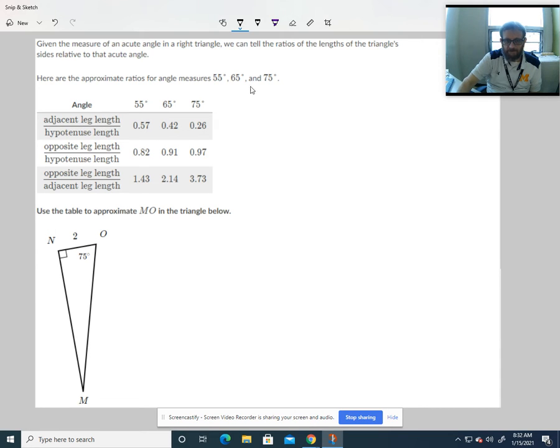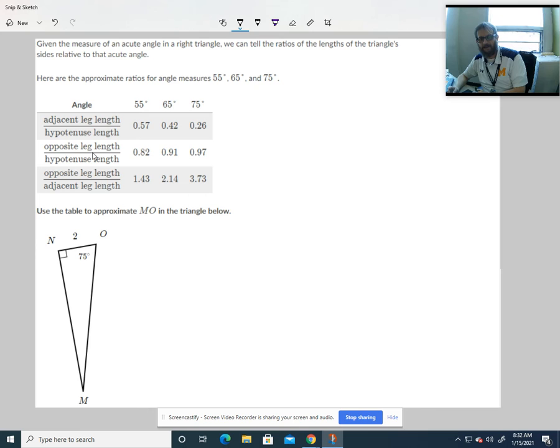Well, clearly we're dealing with the 75-degree angle here. It's right here. That's the one they gave us. The question is, what is this? Well, it's one of the two legs, and it's next to the 75. That's the adjacent. So what ratio we're dealing with is right here. So we're dealing with this ratio.